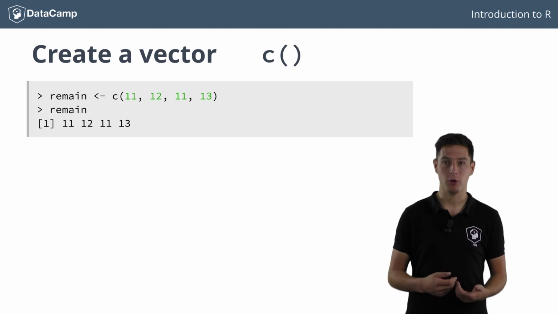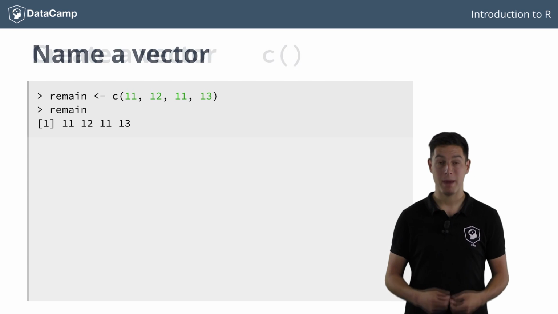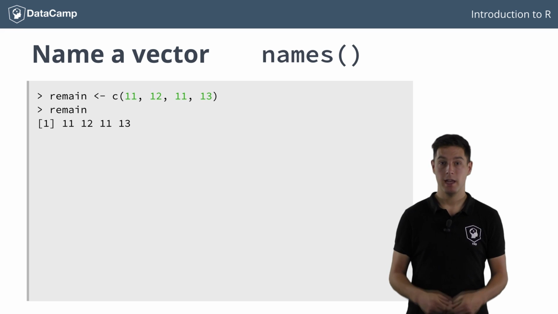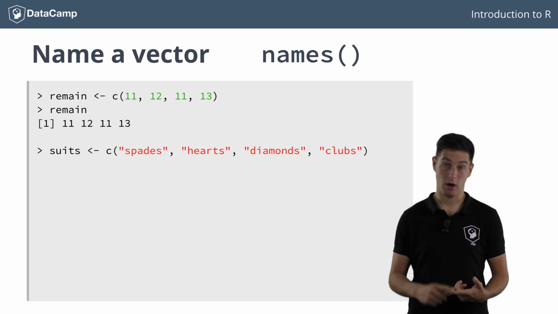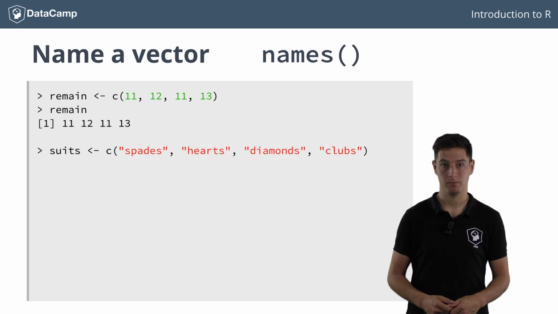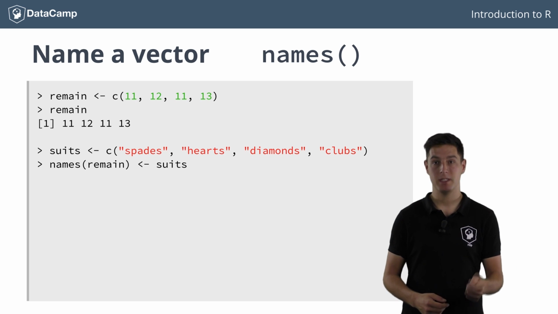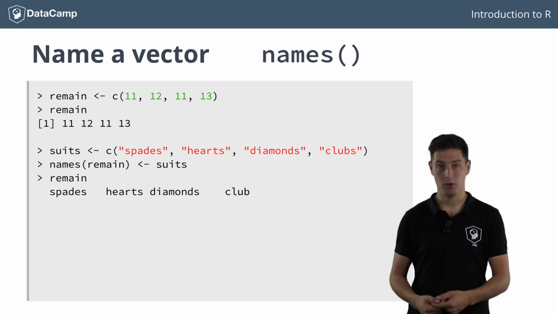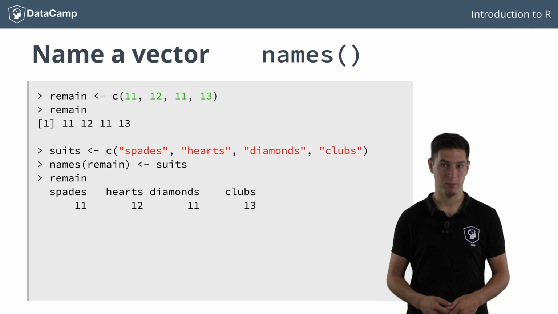Wouldn't it be useful if you could attach labels to the vector elements? You can do this in R by naming the vector. You can use the names function for this. Let's first create another vector, suits, that contains the strings spades, hearts, diamonds, and clubs, the names you want to give to your vector elements. Now, this line of code sets the names of the elements in remain to the strings in suits. If you now print remain to the console, you'll see that the information is accompanied by the proper labels.